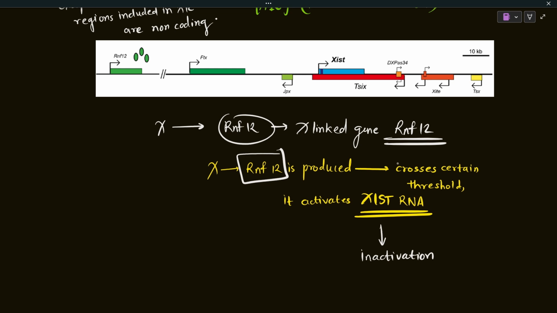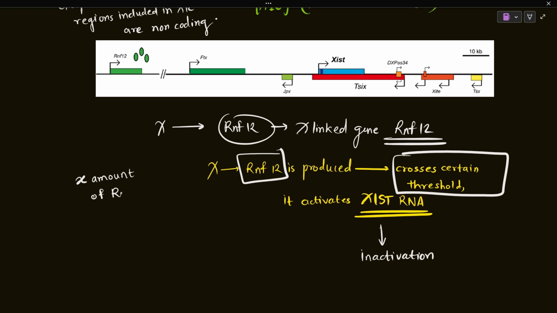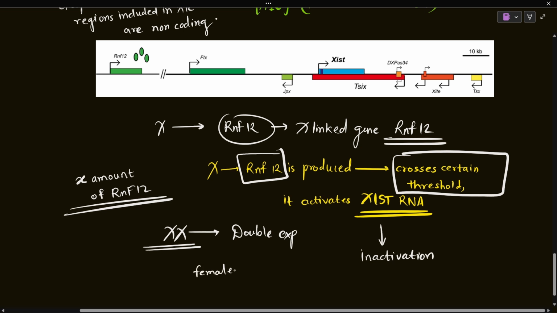But for that you need a certain threshold level. Okay, so you need a certain amount. Let's say that you need X amount of RNF12 for activation of Xist RNA. Females, who have two X chromosomes, have double the expression compared to males. So the amount of RNF12 would be more in females compared to males. So in males, the threshold amount that is required for Xist activation is not reached. It is only achieved in the females.